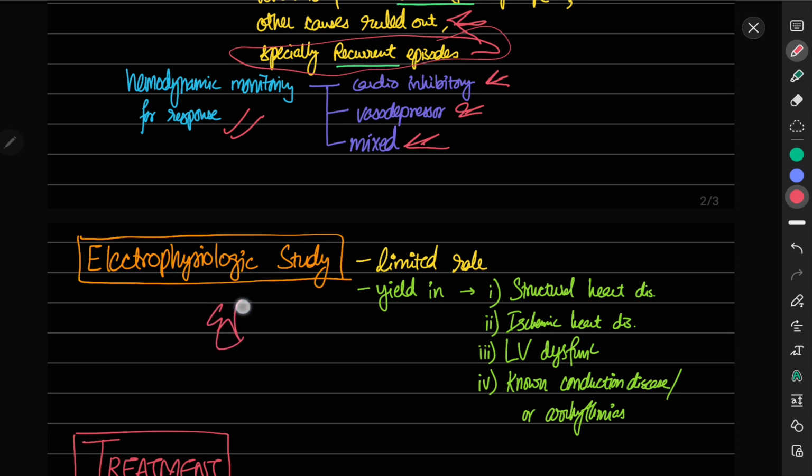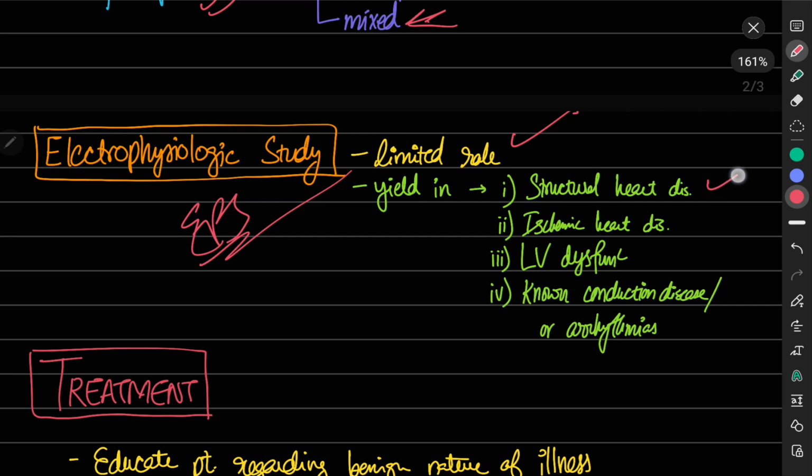Last is EPS, electrophysiological study. It has a limited role. It has a yield in structural heart diseases, ischemic heart disease, LV dysfunction, or any known cardiac conduction disease or arrhythmia.